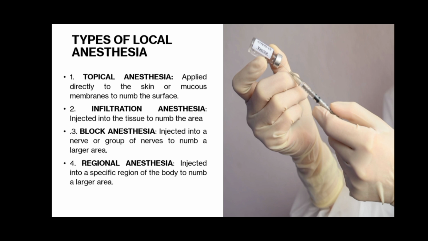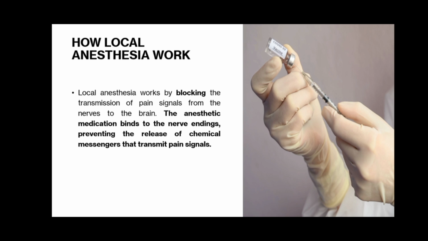Types of local anesthesia. There are 4 types of local anesthesia. Topical anesthesia, it is applied directly to the skin or mucous membrane to numb the surface. Infiltration anesthesia, it is injected into the tissue to numb the area. Block anesthesia, it is injected into the nerve or group of the nerves to numb a larger area. Regional anesthesia, injected into the specific region of the body to numb a larger area.